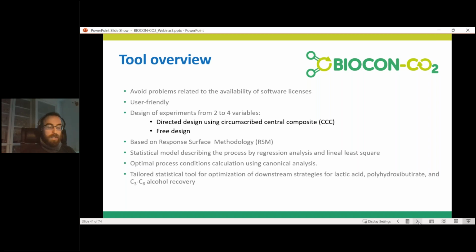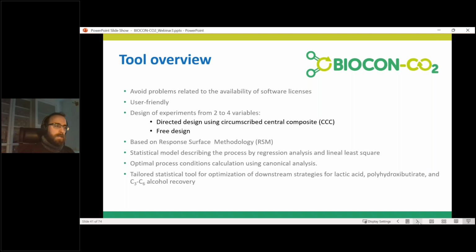And also at the same time, these kinds of software are kind of complex. They allow you to do lots of stuff. But for our purpose, we did not need so many capabilities. So we wanted a tool that was straightforward and user-friendly. So we implemented the DOE, the design of experiments, limited to 2 to 4 variables, which is usually what you find in the lab.